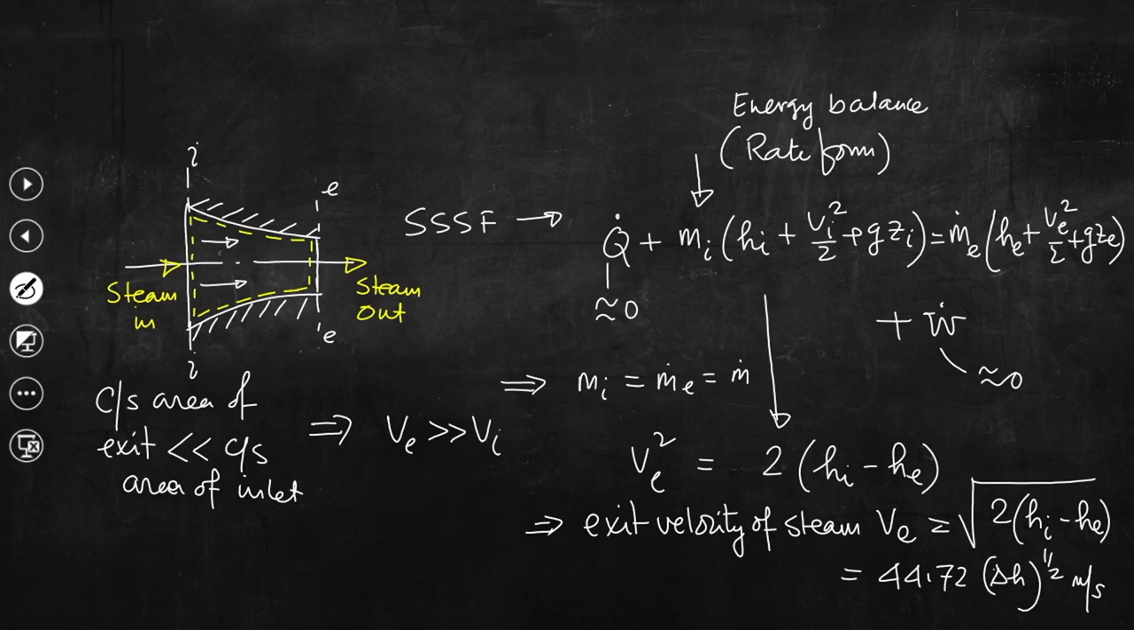So, if we measure H_i and H_e in kilojoule per kg, the exit velocity of steam at the exit of the nozzle is 44.72 into (ΔH)^(1/2). So, what we can understand is that if we utilize one nozzle to have the pressure drop from boiler pressure to the condenser pressure.